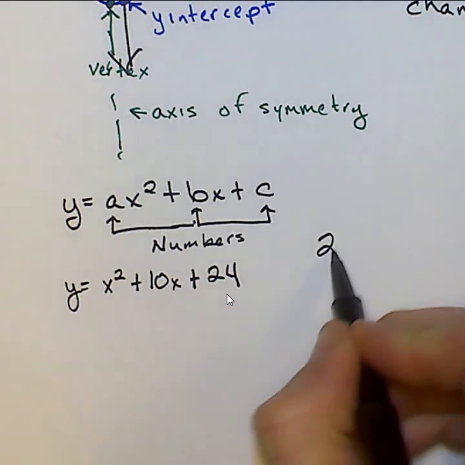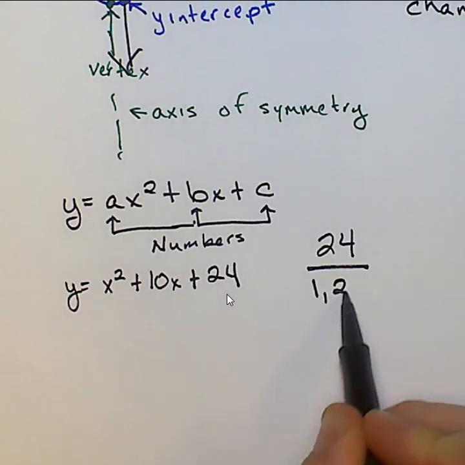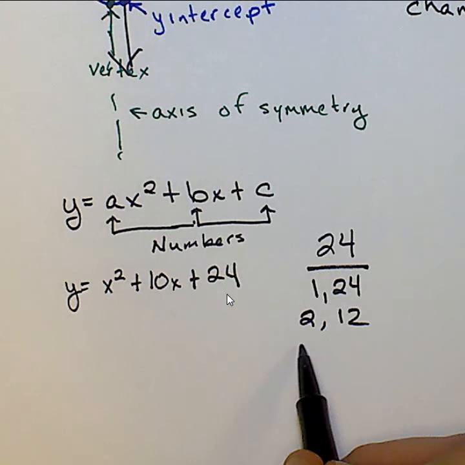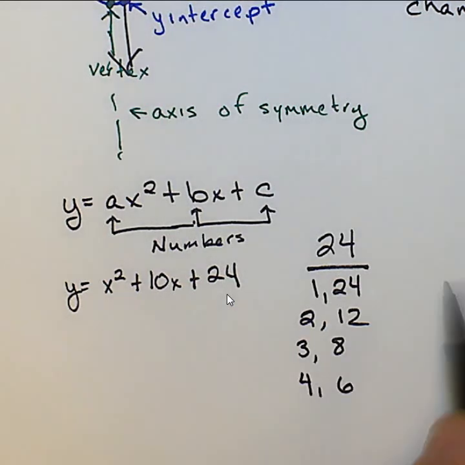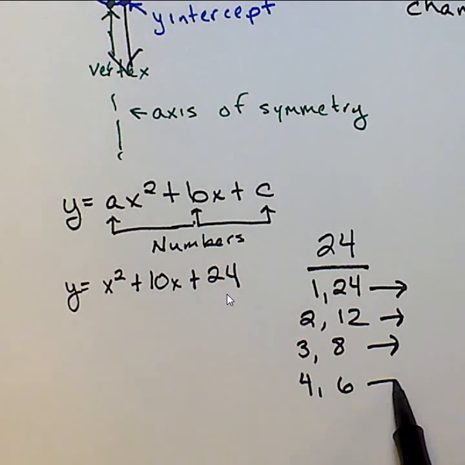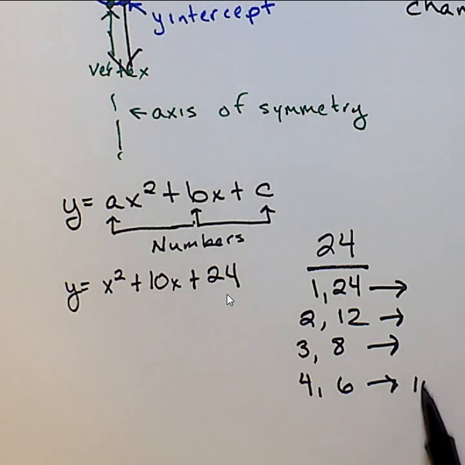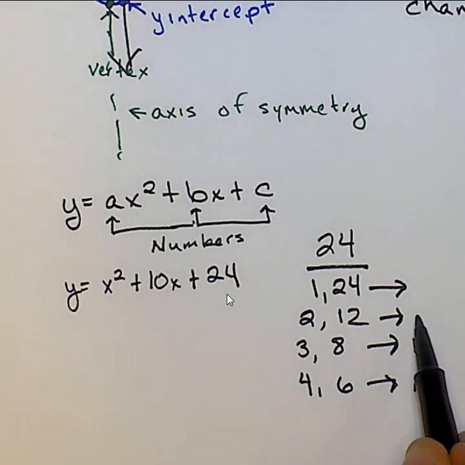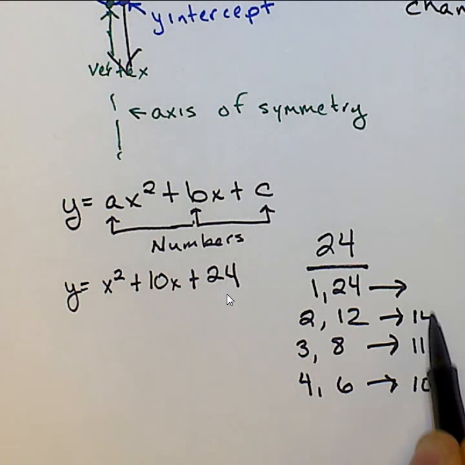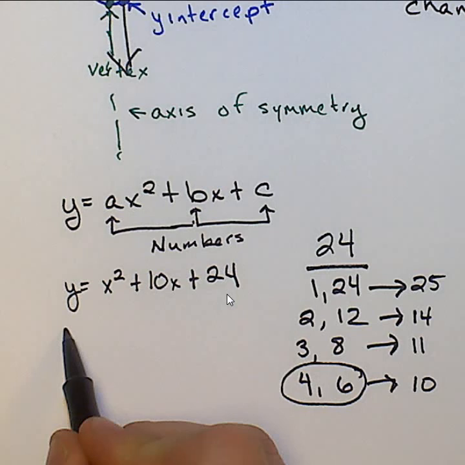Okay? So if we factor 24, we would have 1 and 24, 2 and 12, 3 and 8, and 4 and 6 as factors. And what's going to be the one that adds up to the number that we need? 4 and 6 will give us 10, 8 and 3 gives us 11, 12 and 2 gives us 14, and 1 and 24 gives us 25. So these guys are my factors, okay?